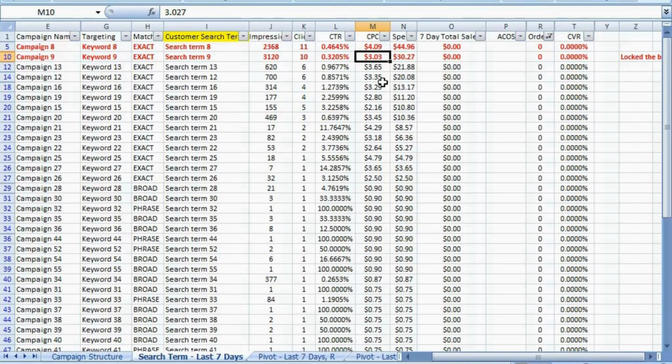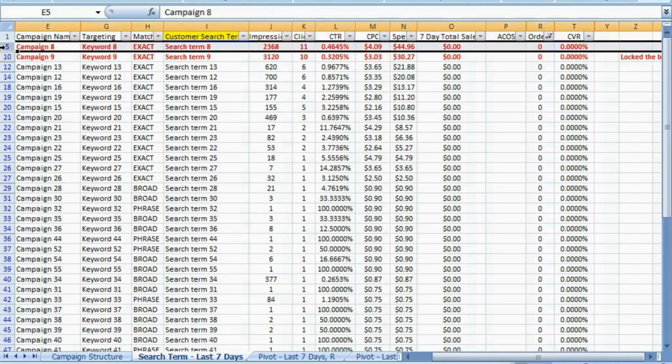Maybe last week we were bidding at $3.03. Next week I'll bid it at $2.50. Maybe I'll reduce it by 25%, and then I will see how this particular search term performs. That is how we are going to make our decision. Don't blindly negate just because that particular keyword has given you 10 clicks.